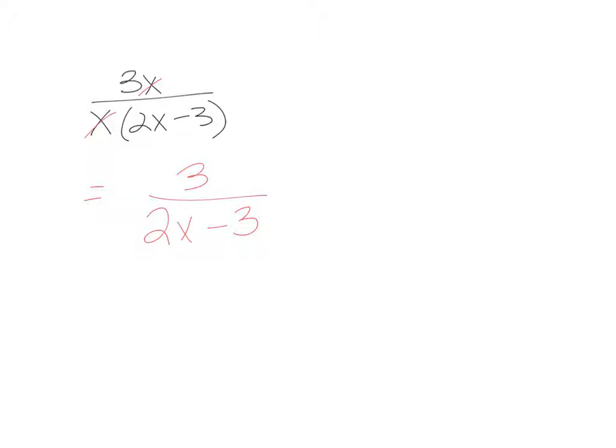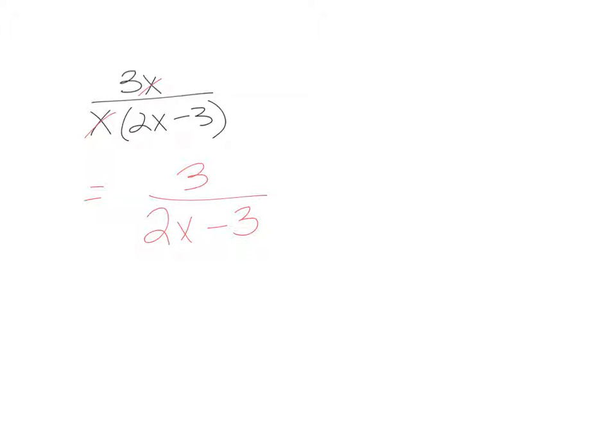Is there a common factor now in the numerator and the denominator? The 3. The 3 is not a factor of the denominator. It's just one term of the denominator. So the only factors in the denominator are 1 and 2x minus 3. So there's not a common factor. So that one's actually done.